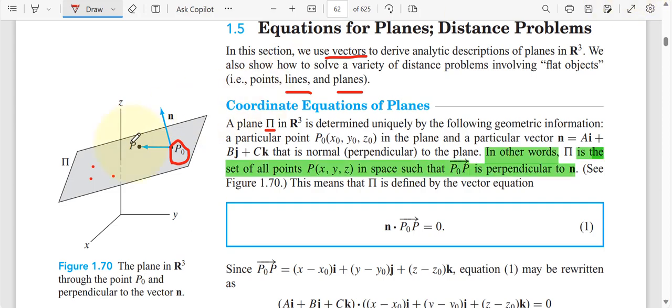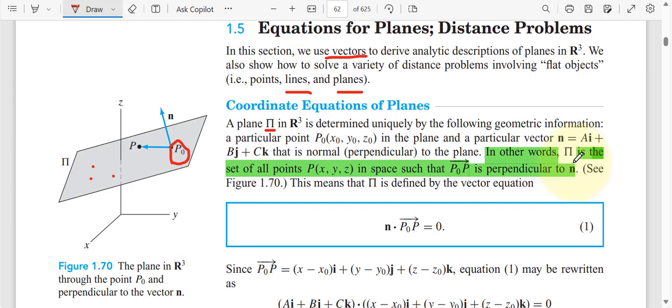Okay, so what do they say? In other words, pi, this plane, it's a set of points, right? A plane is a set of points. It's an infinite set of points, but it's not every point in 3-space. It's just a very limited set of points, even though it's infinite. But it is a set of points.